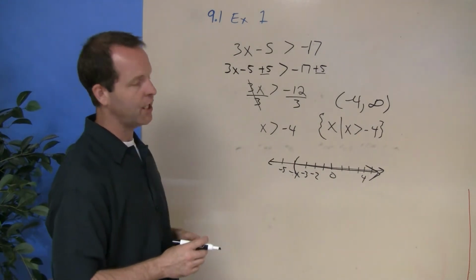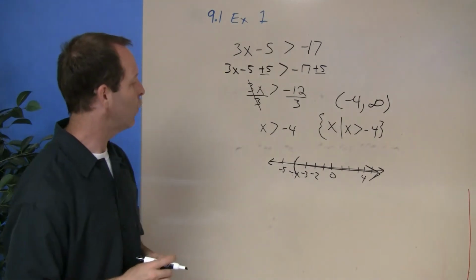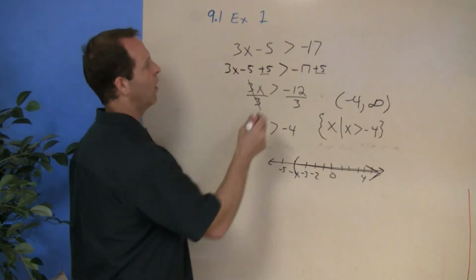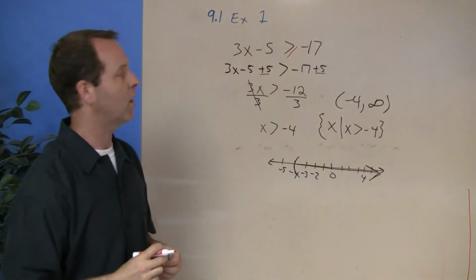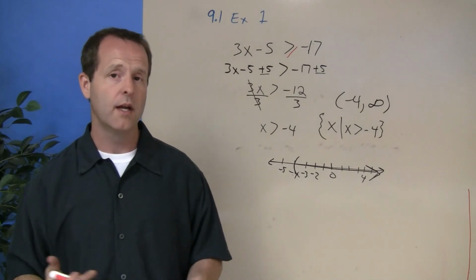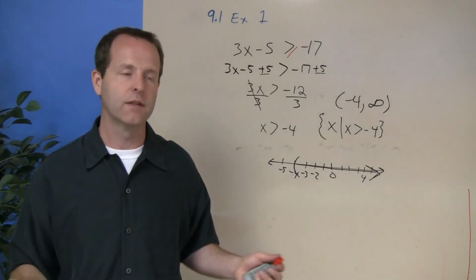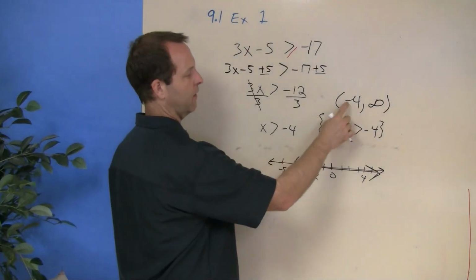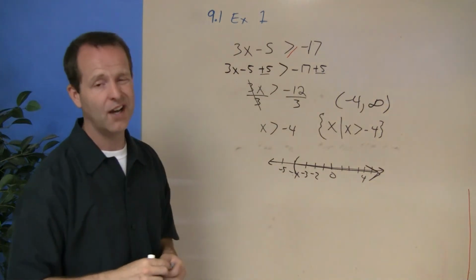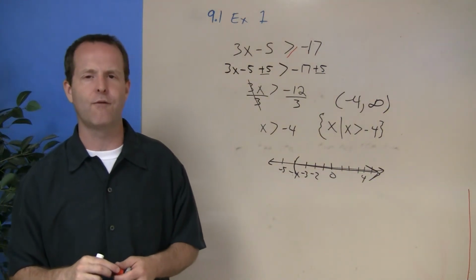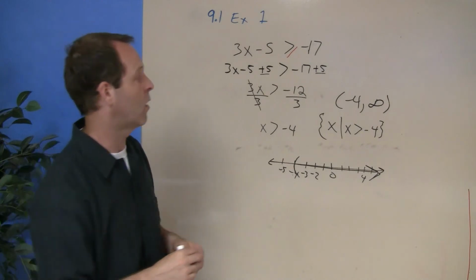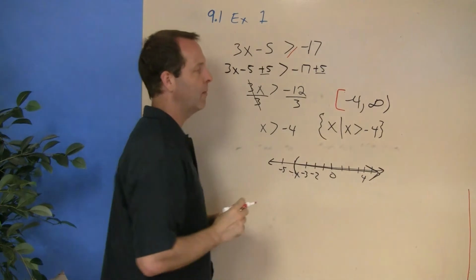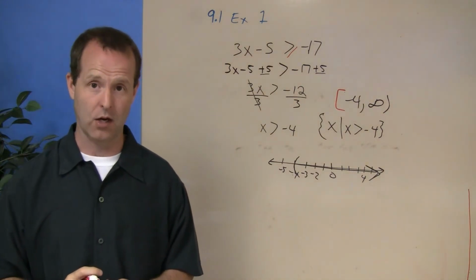This solution would change just a hair if my original inequality was greater than or equal to. Then we need to figure out how that reflects itself through the rest of these solutions. In interval notation, this open parenthesis tells me that the solution approaches negative 4 but doesn't include negative 4 itself. If negative 4 was a solution, I would put a hard bracket, or a closed bracket, on there.